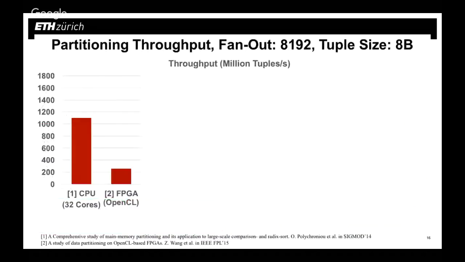All right, now let me show you the partitioning throughput that we achieve with our implementation compared to related work. All these results are for a fan out of 8,000 and a tuple size of 8 bytes. The first bar is from Polychroniou and others in SIGMOD 2014. And the throughput is achieved with a 4-socket machine and 32 cores with all the known optimizations enabled, such as software write combining. The second bar shows the FPGA-based partitioning throughput from Wang and others implemented using OpenCL.